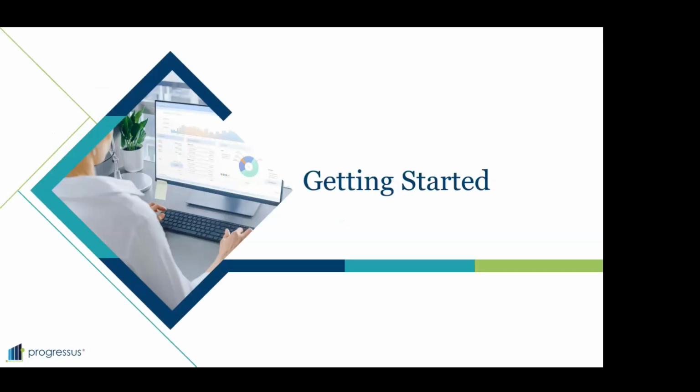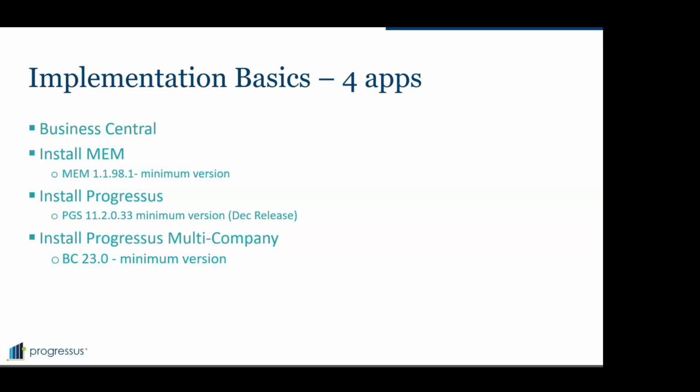So what do you need to do to get started? What are the things that you need to keep in mind? Well, there are four apps required for this functionality to work. One obviously is Business Central. We also need to install Binary Stream MEM, Progressus, and then also Multi-Company Progressus. This shows the minimum versions for all those apps to be installed.